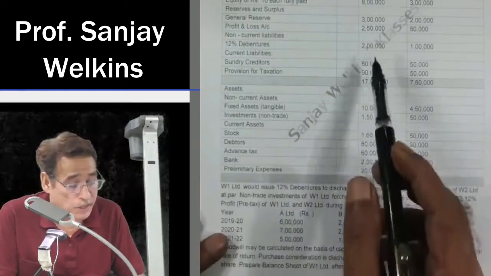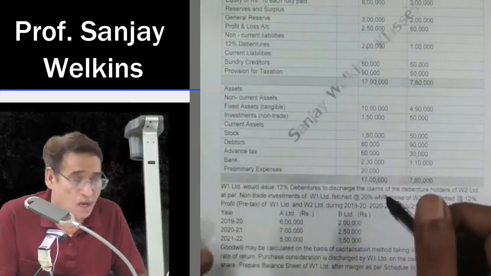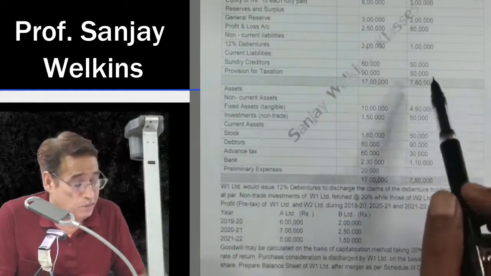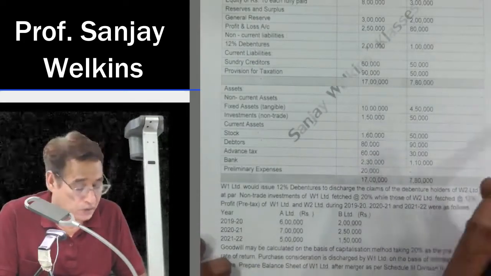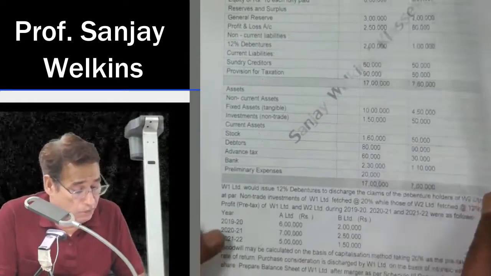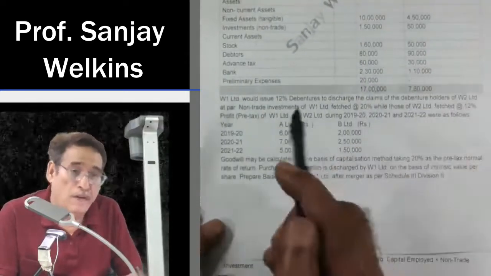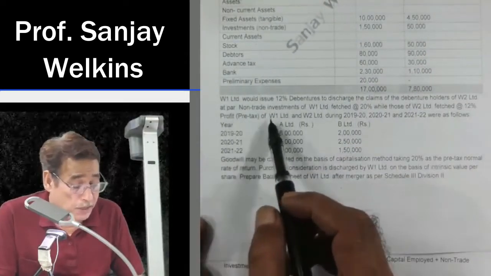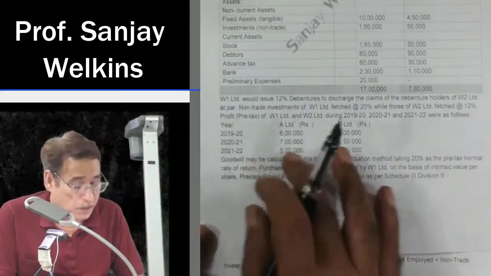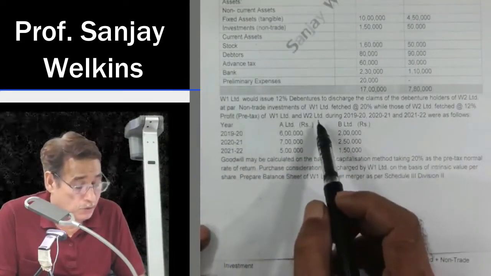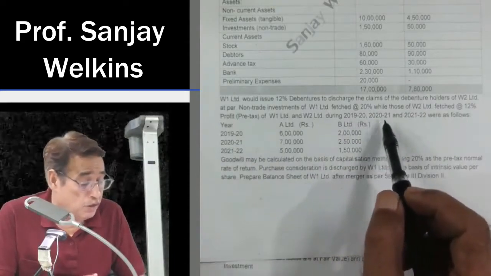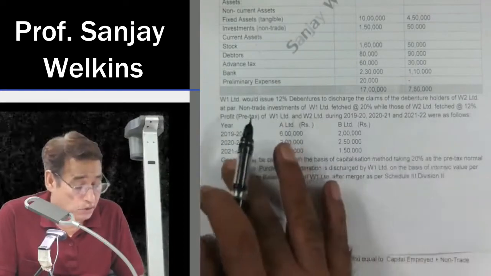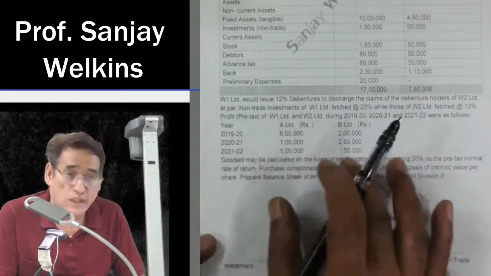Further, you have been given that W1 Limited's investment is fetching a return of 20%, while investments of W2 Limited is fetching a return of 12% only. Now you have been given some important information. Profit pre-tax, that means all these profits are pre-tax profits of W1 and W2 Limited during 2019-20, 2020-21 and 2021-22. So profits of last 3 years is given also.